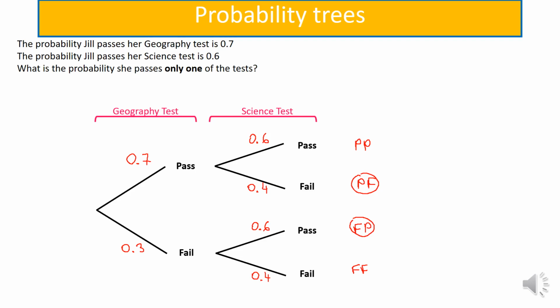To work out the probability of her passing then failing, I need to times 0.7 by 0.4, and that is 0.28. Now the probability that she fails and then passes is 0.3 times 0.6, which is 0.18. Now to get the final answer, we need to add the two results. So that is 0.28 add 0.18, and that is 0.46.